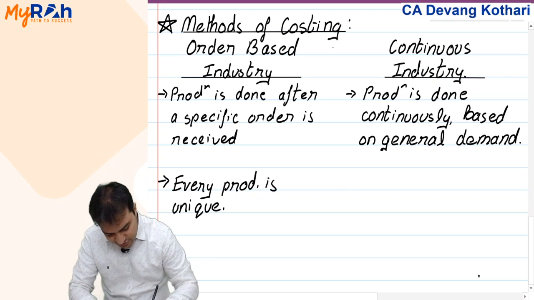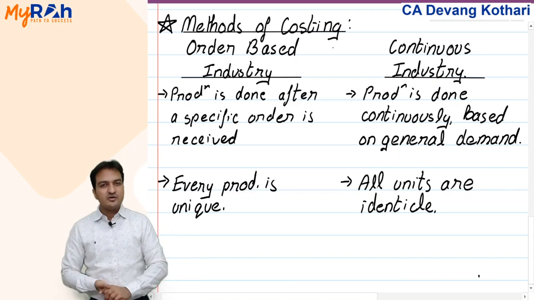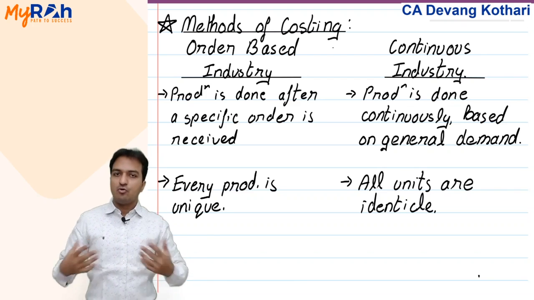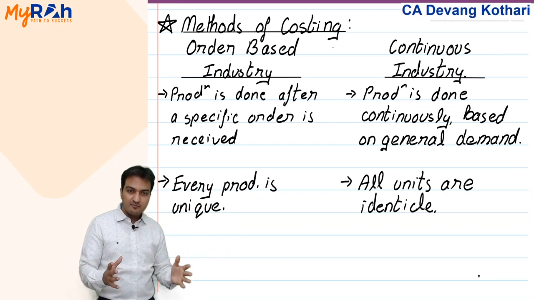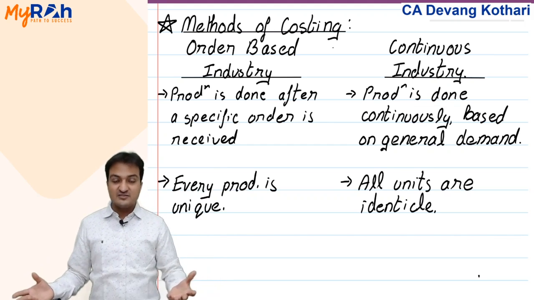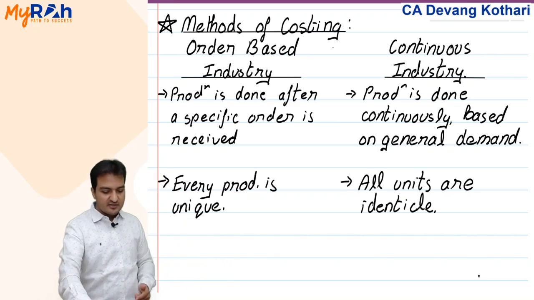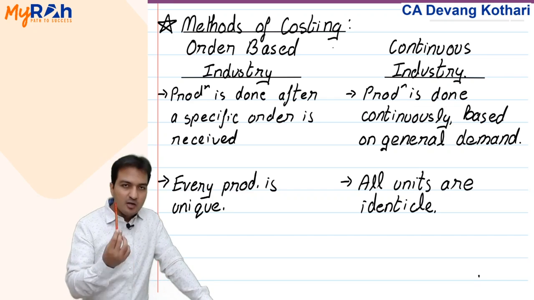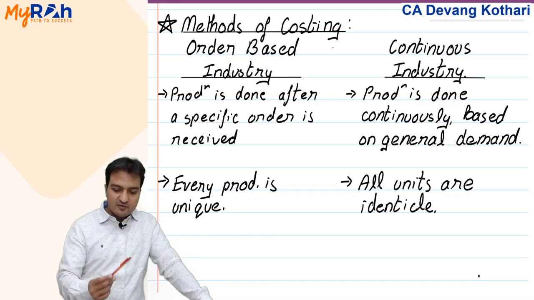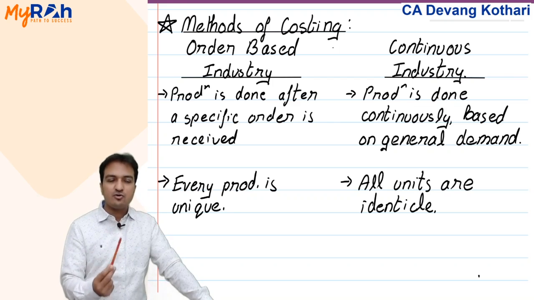While in case of continuous industry, all units are identical. Why? Because all the units are produced by my own design. Say, when Manyavar people make a sherwani, will they make only one sherwani of that design? No, they will make many sherwanis of the same design. Of course, different sizes, but many of the same design. That is why I say that in continuous industry, all units will be identical. If I'm manufacturing these pencils, and during the year I manufacture, say, 1000 pencils, then don't you think each of that 1000 pencils will be of the exact same design? Identical products.